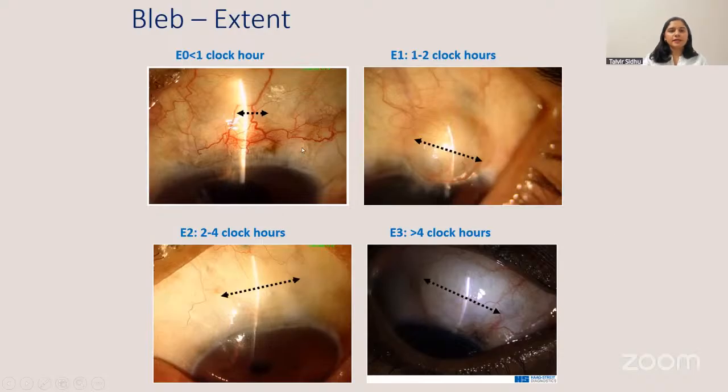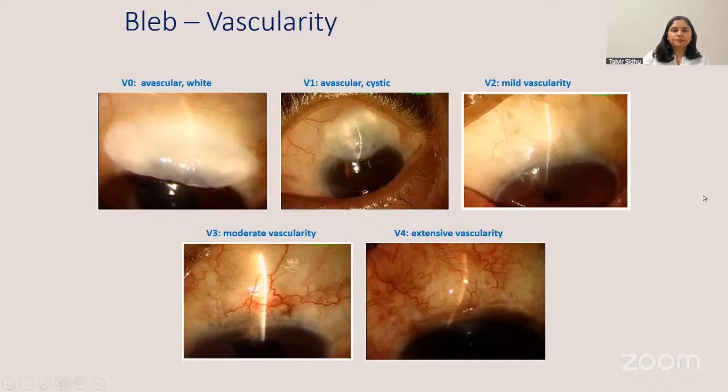Then coming to extent. Extent is actually the horizontal extent, the black arrows that you're seeing. If it is less than 1 clock hour extent, it is E0. E1 is 1 to 2 clock hours. E2 is 2 to 4 clock hours, and E3 is more than 4 clock hours, which means it is a large bleb.